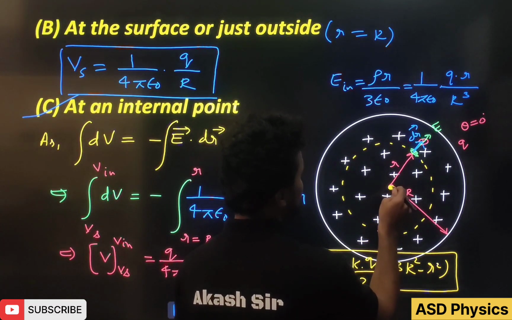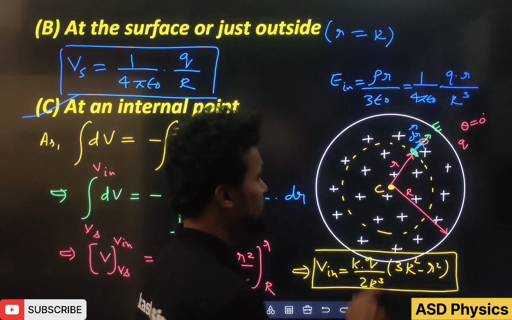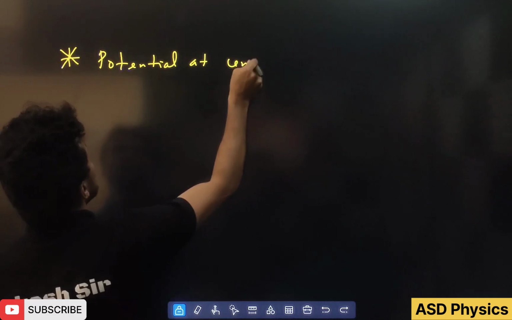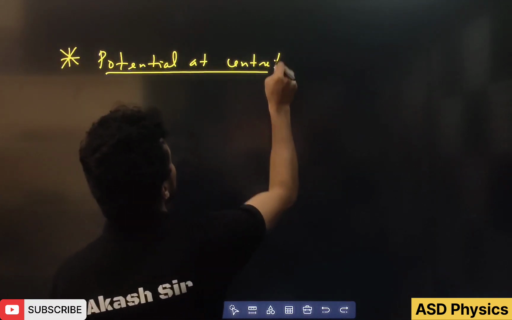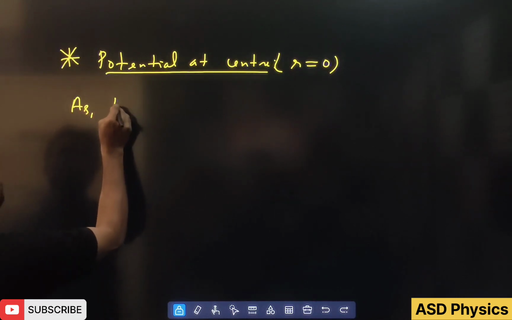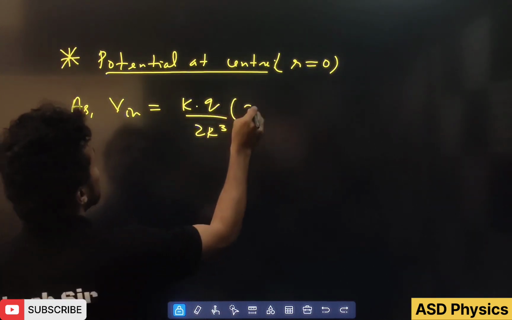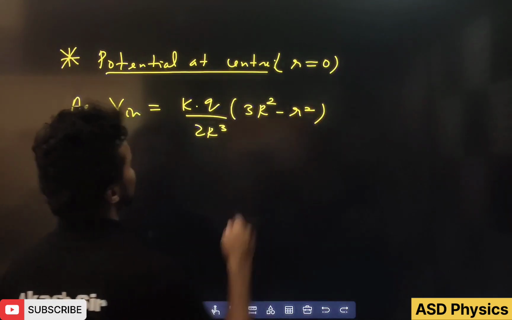Now students, if we are at the center, the value of small r, how much here? This small r will become 0. That means if I want to find the potential at the center, very very important. Which potential? Electric potential. Potential at the center. So at the center, this small r equals 0. As we know very well, Vin is equal to K into Q by 2R cube into 3 capital R square minus small r square.